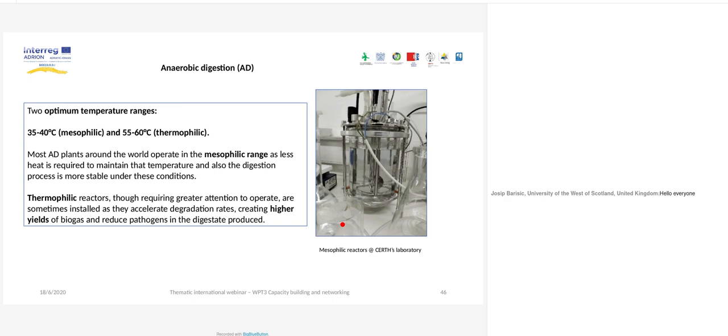The thermophilic reactors are sometimes installed as they accelerate the degradation rates. They create higher yields of biogas and reduce the pathogens in the digestate produced. Of course, they have a higher operation running cost.